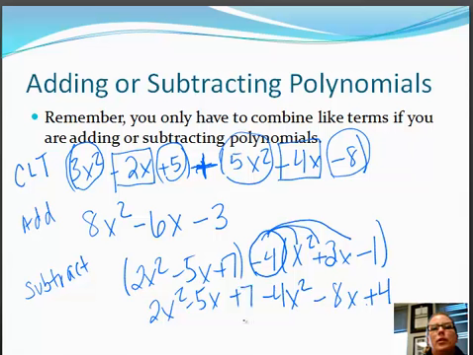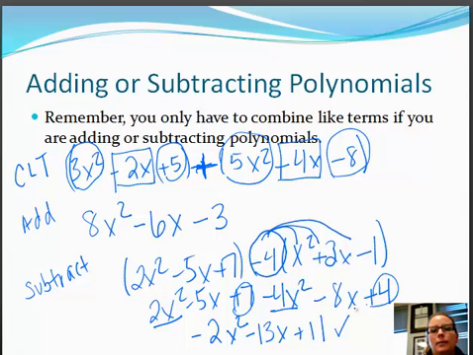And so at this point, you're combining like terms. So 2x squared minus 4x squared is negative 2x squared. Minus 5x minus 8x would be minus 13x. 7 plus 4 is 11. So we'd have plus 11. So this would be your final answer. Okay? That should be just a review of combining like terms back from Algebra 1.